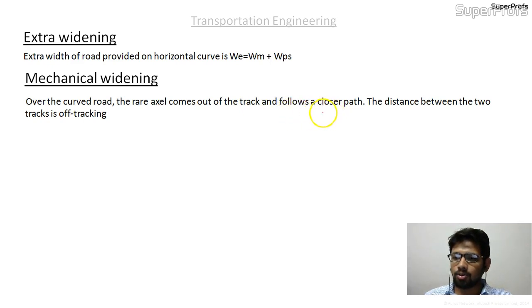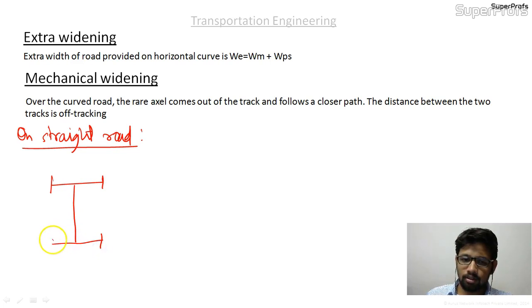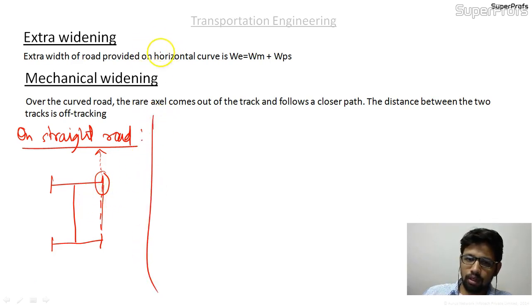What happens is that if a vehicle is moving on a straight road, the scenario will be of this kind: suppose this is the vehicle, with the front axle and the rear axle. There will be a straight track followed by the first wheel, and the same track will be followed by the second wheel on a straight road.